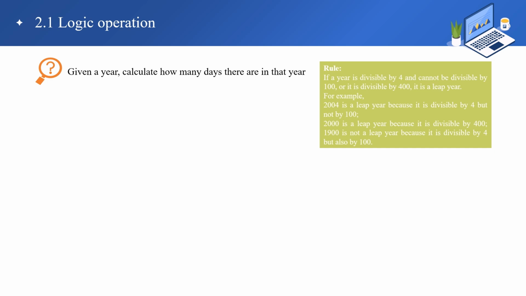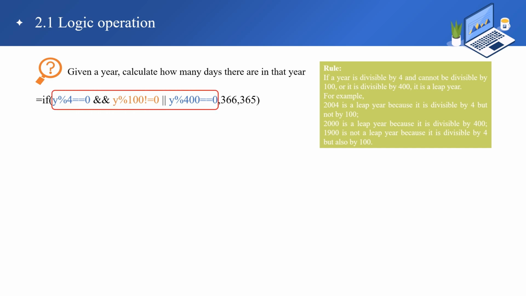For example, 2004 is a leap year because it is divisible by 4 but not by 100. 2000 is a leap year because it is divisible by 400. 1900 is not a leap year because it is divisible by 4 but also by 100. This is the SPL expression, where y is the year to be judged. The last two parameters are easy to understand. Let's explain the first parameter, that is, the longest expression.